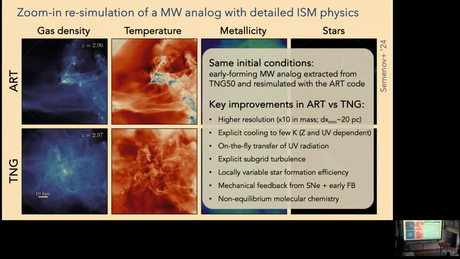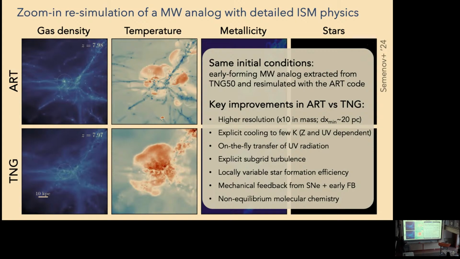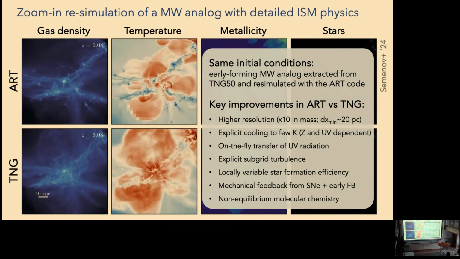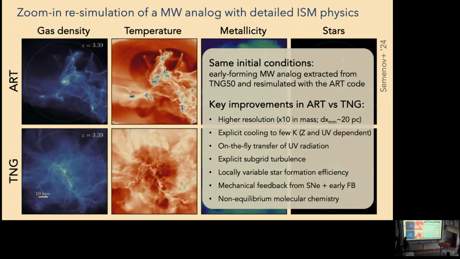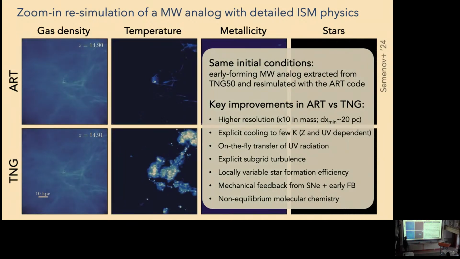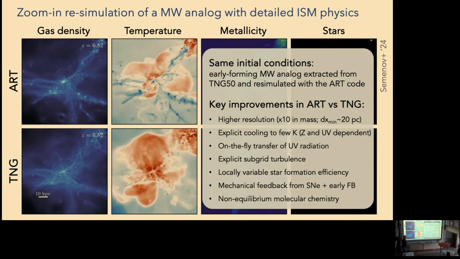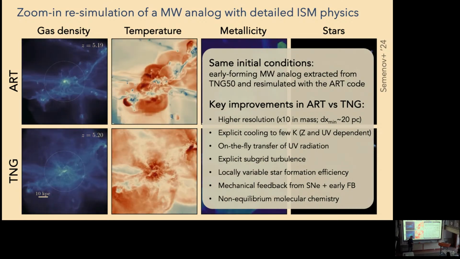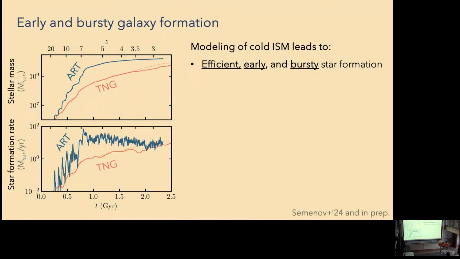But what is clear is that when we include all these new features and model the same initial conditions, then the properties of gas on small scales are qualitatively different. We form a lot of dense, cold structures that are completely missing in other models because of the way the dense gas is modeled in these large-scale cosmological simulations. And as a result of this, the differences in star formation history are also quite dramatic.